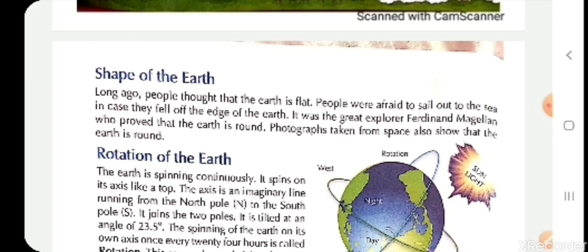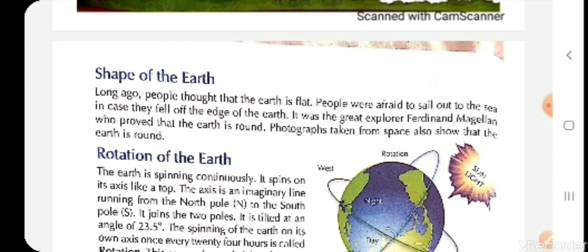So children, you can see a football. Football is also of spherical shape. So children, earth is also spherical but a bit flattened from the top and bottom.